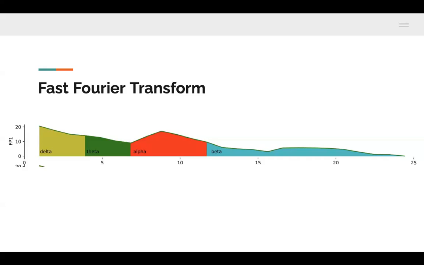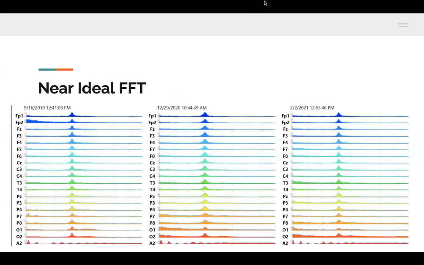So we are going to go onwards now, and that's what a fast Fourier transform is. Now I'm going to show you what I think is a near ideal fast Fourier transform for an EEG. This is an individual, a 40-some-year-old gentleman, and he had 3 EEGs, one in 2019, one in 2020, and one in 2021.